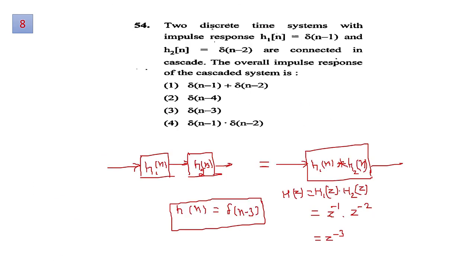Next question. Two discrete time systems with impulse responses h1 and h2 of n are given, and these are connected in series or cascaded. When systems are connected in cascade, the overall impulse response is the convolution of the individual impulse responses. So in the z domain, these can be multiplied. h1 of n is delta n minus 1, its z transform is z to the power minus 1, and the second impulse response delta n minus 2 has z to the power minus 2. So the overall system function is z raised to minus 3. When you take the inverse z transform, it comes out to be delta n minus 3. So for question number 8, option 3 will be the correct answer.